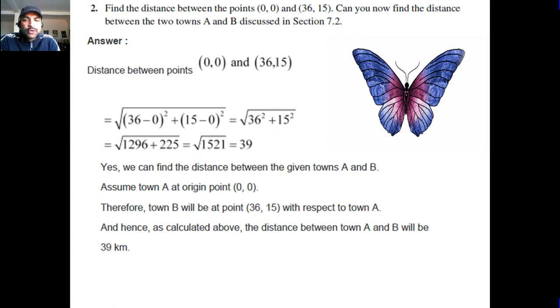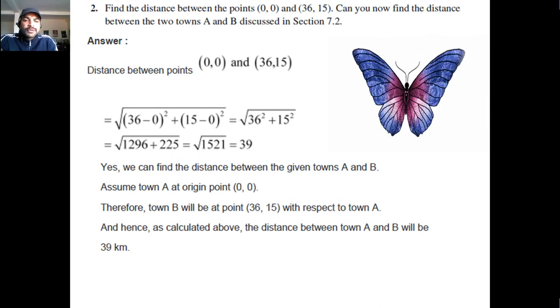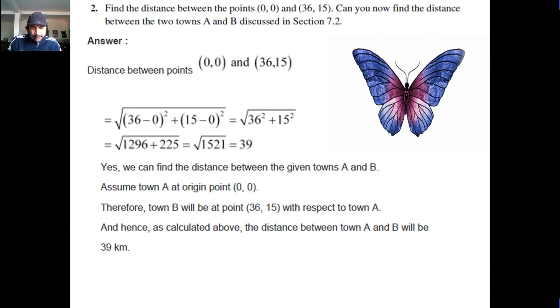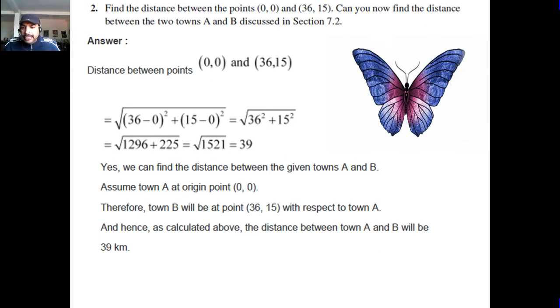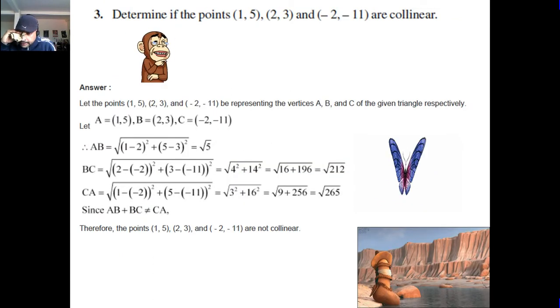Assume town A at the origin, point (0, 0). Therefore town B will be at the point (36, 15) with respect to town A, and hence we calculate the distance as above. The distance between town A and B will be 39 kilometers. So students, let's start the next question.